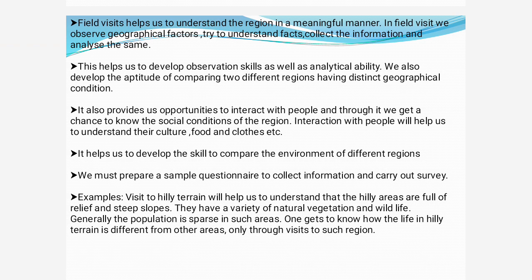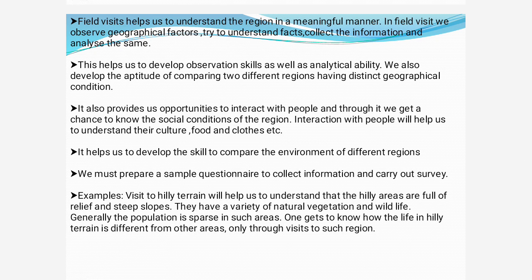It also provides us opportunities to interact with people, and through it, we get a chance to know the social conditions of the region. For example, if I'm going to Mahabaleshwar, a hill station in Maharashtra, over there the social conditions will be totally different from where we are staying. We get to know more about the people when we talk to them. That is why interaction with people will help us to understand their culture, food, and also clothes.